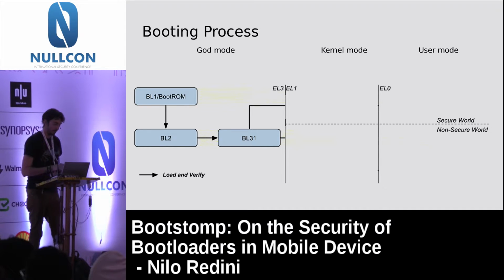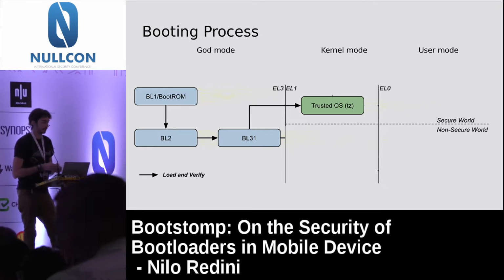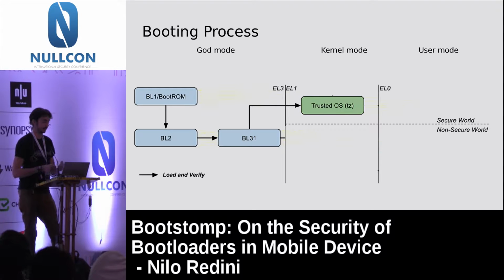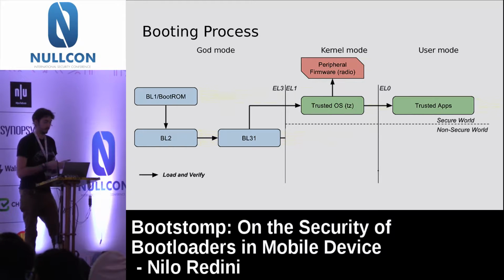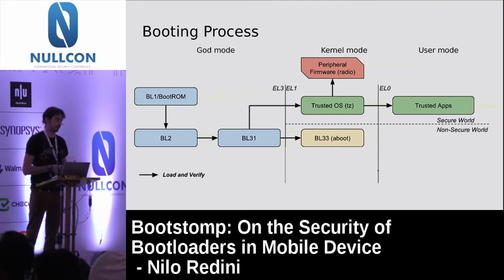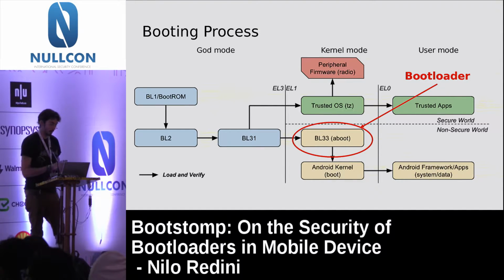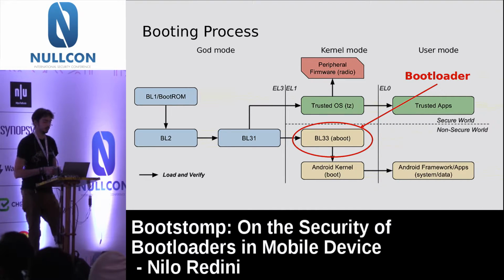This bootloader will first set up the secure and non-secure world on the processor, and it will then locate, check for integrity, and load the trusted OS, which will set up the peripherals and manage the trusted apps. BL31 will also locate, check for integrity, and load a fourth bootloader, BL33 in the picture, which will locate, check for integrity, and load the Android kernel, which, as we all know, manages all the Android apps. In this work, we focused on BL33, which is the fourth and last bootloader, and the only bootloader which actually interacts with the Android unsecure operating system.